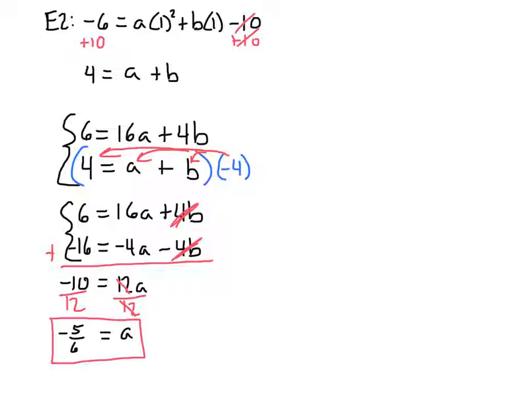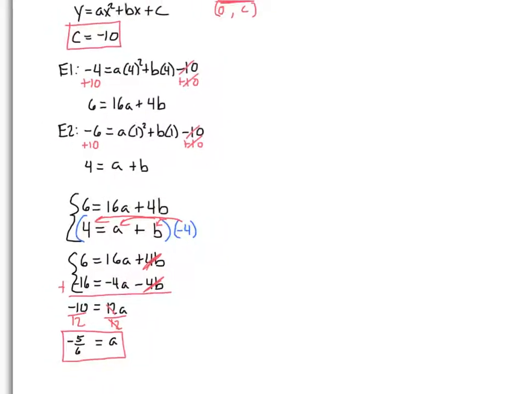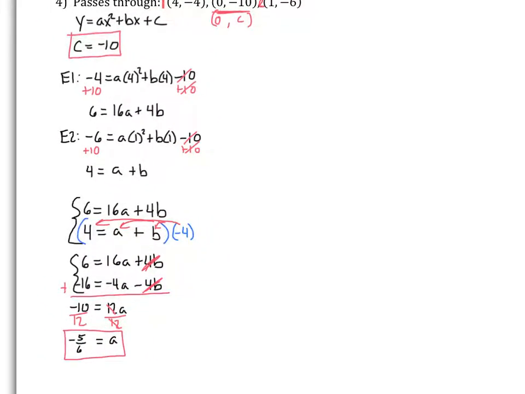Okay? Now that I have the a value, I've got to find my b value, so I'm going to plug that back into one of my equations. I think equation 2 would probably be the easiest. So if I plug that into equation number 2, that is 4 equals a, which is negative 10 twelfths, and that plus b. I don't know why I went back. That's a great question. We said that was negative 5/6. Just checking.